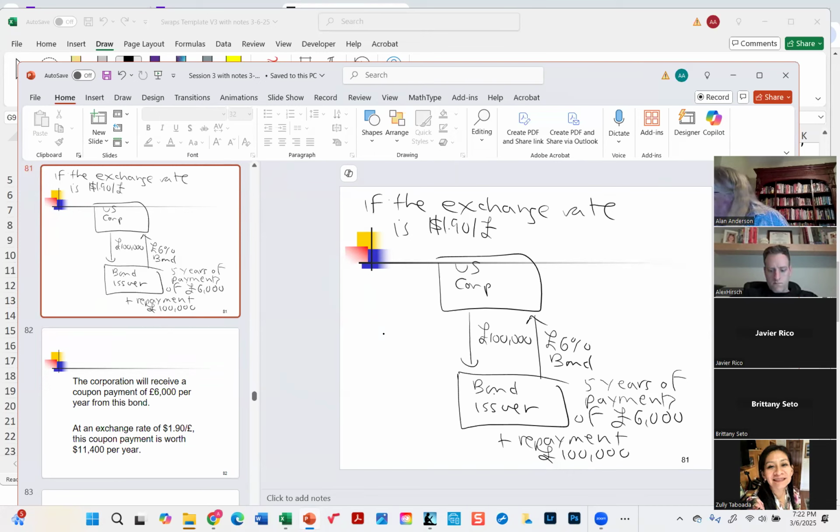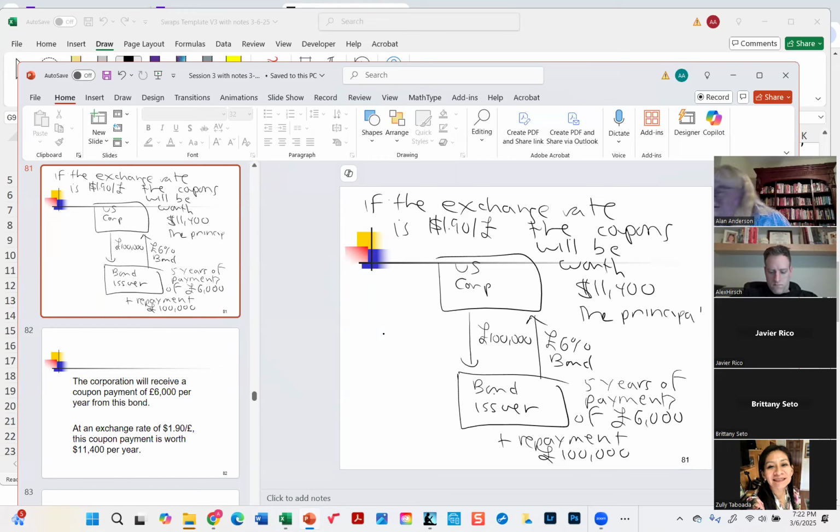Then these cash flows, the coupons, will be worth... So you multiply it out and you get $11,400. And the principal: in order to acquire the 100,000 pounds, we're actually paying 190,000 US dollars.